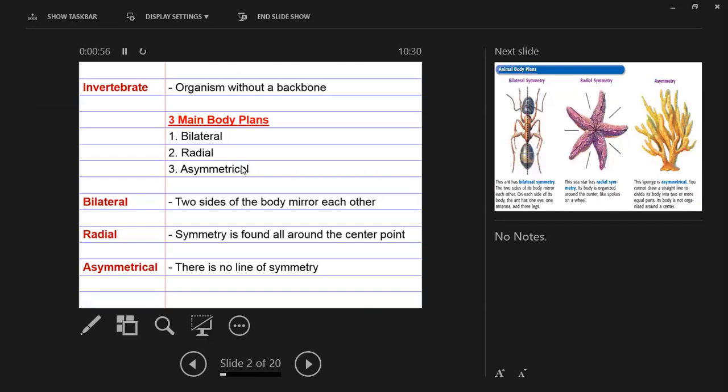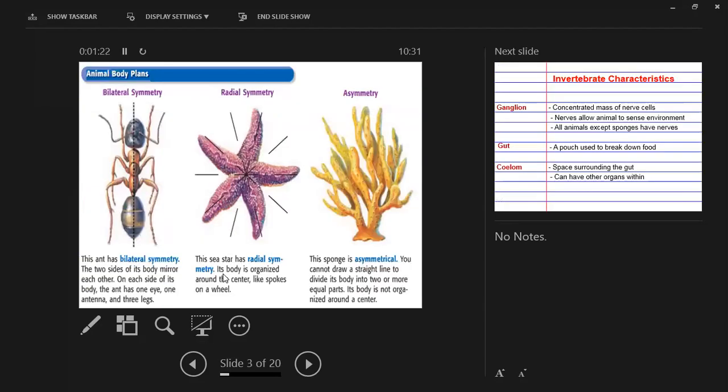Invertebrates are organisms without a backbone. There are three main body plans: bilateral, radial, asymmetrical. Bilateral, two sides of the body mirror each other. Radial, symmetry is found all around the center point. Asymmetrical, there's no line of symmetry, like the sponge. Here you can see the difference between the three kinds.